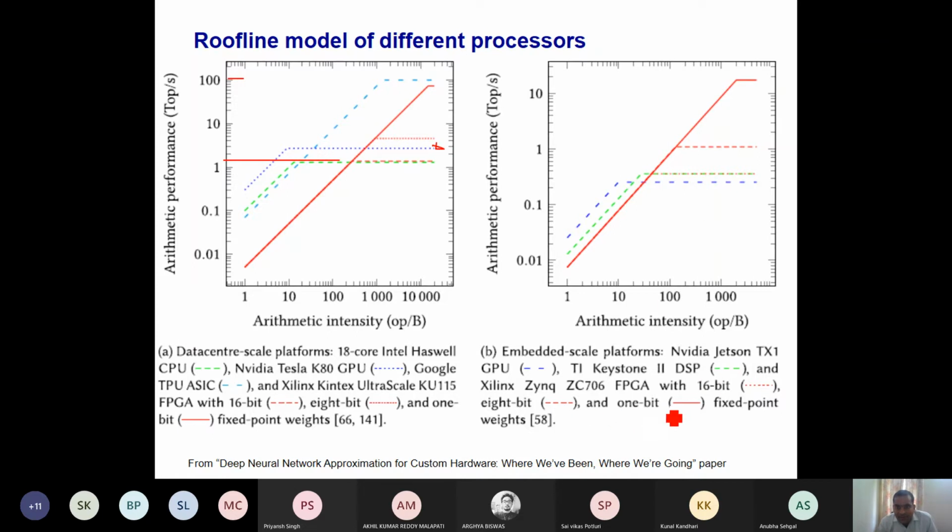Similarly here, the FPGA with 1 bit has the highest performance. The second highest is the FPGA with 8 bits. Then the least is the TX1. The TX1 is the lowest.